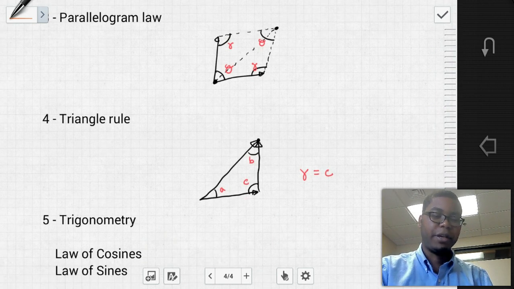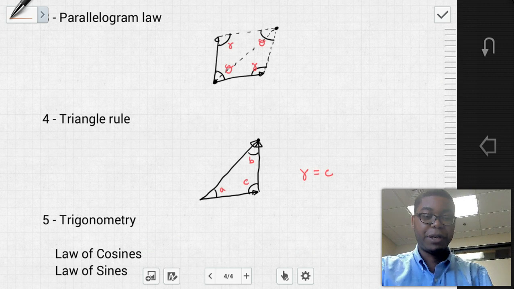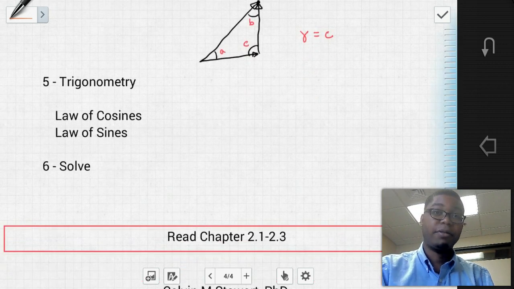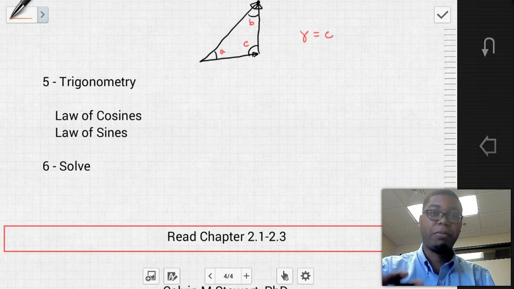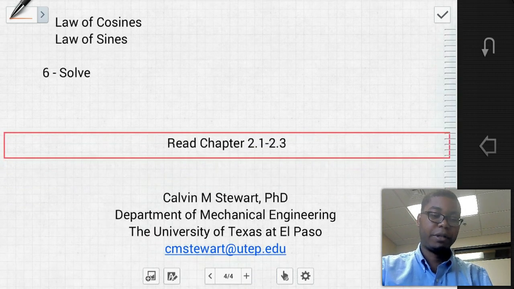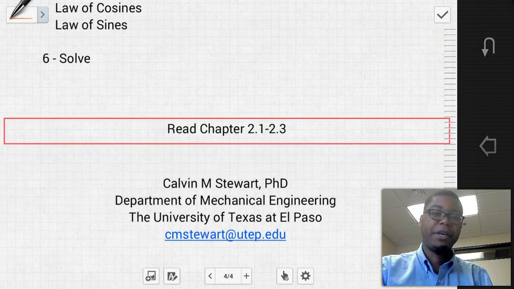Once you've created these objects and you've found what angles you can find using geometry, then you use the trigonometry. So you use the law of cosines or the law of sines in order to solve these problems. And then you solve. You apply those equations, you apply the known information you have, solve the equation, and put your answer. So that concludes the video for this section of the book and this section in the class.